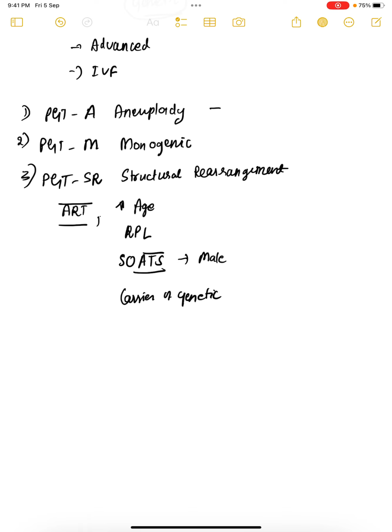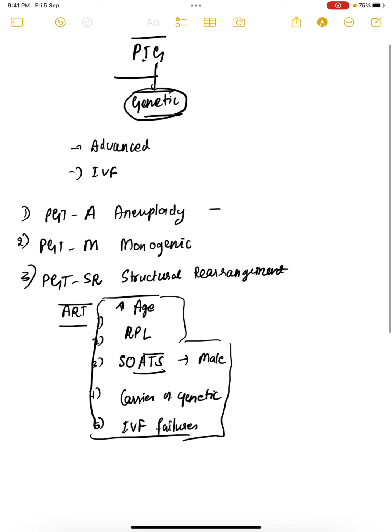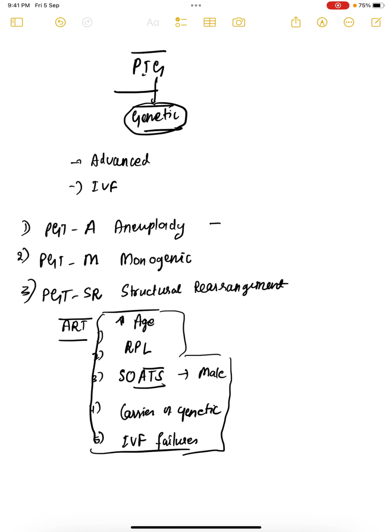And if there is a repeated history of IVF failure, actually we will do it before doing the IVF, but if you have not done it and directly went for IVF, now if there are repeated IVF failures, these are some of the indications where we will do pre-implantation genetic diagnosis. Okay, so then how do you do it?